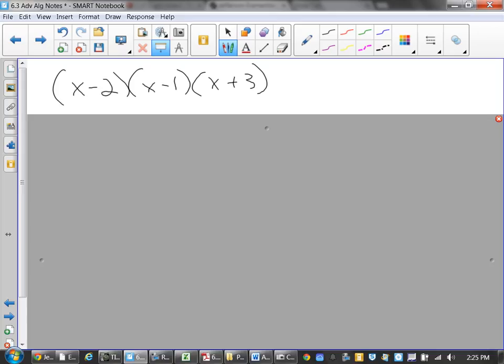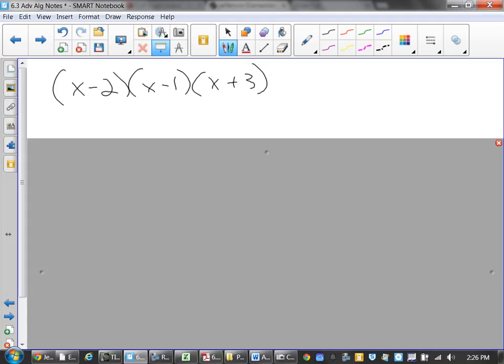Well, hold on. I want to FOIL this out. FOILing is only for multiplying two of them together. I have to distribute these things. So what I would do is pick any two of them, FOIL them, and then distribute the third. A lot of these you should be able to start to do in your head.